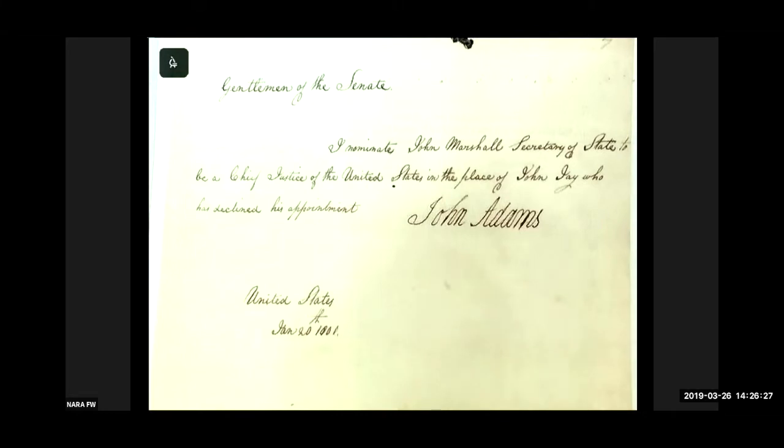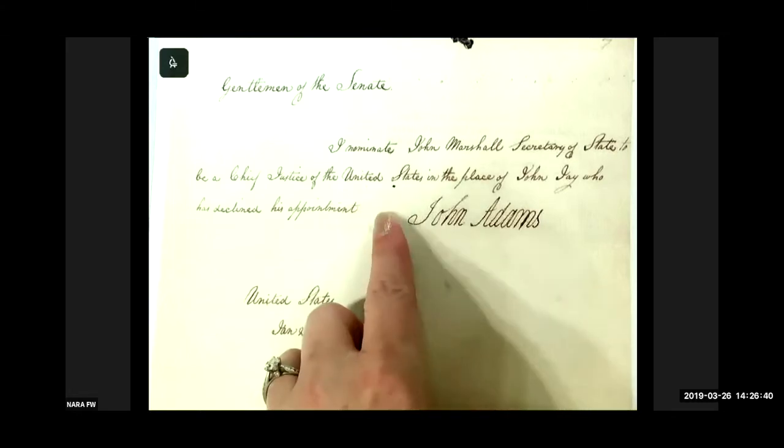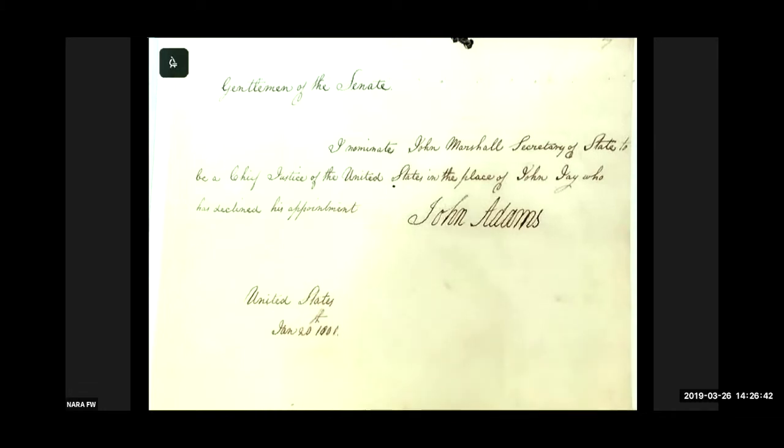So obviously this document is illustrating the power of the president to be able to nominate certain officials. And I think this document's really interesting because it's only one sentence long, but it really had a very large impact on our nation's history.